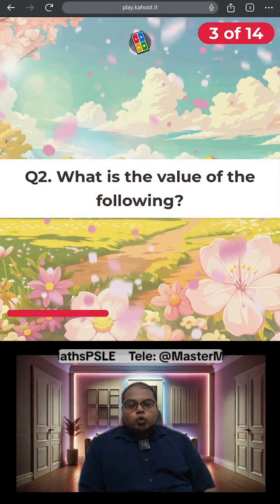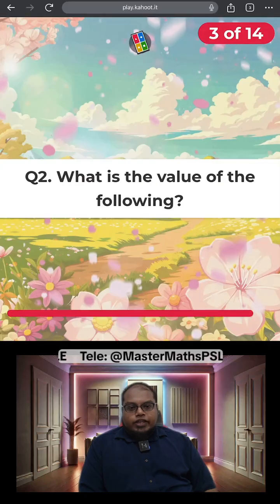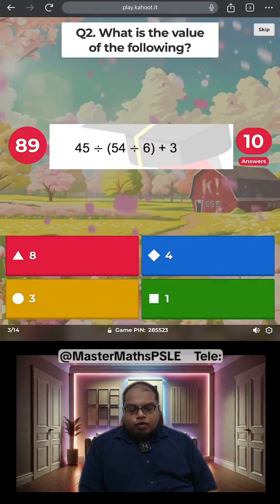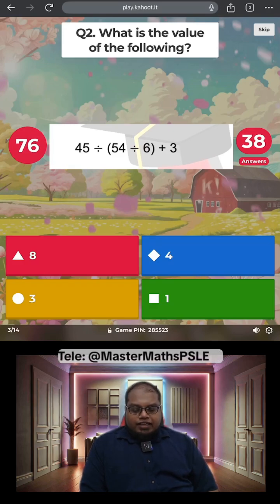Now, question 2 is another order of operation question. Now, 45 divided by 54 divided by 6 plus 3. 34 of you already answered. I'm guessing those who managed to work this out before this.